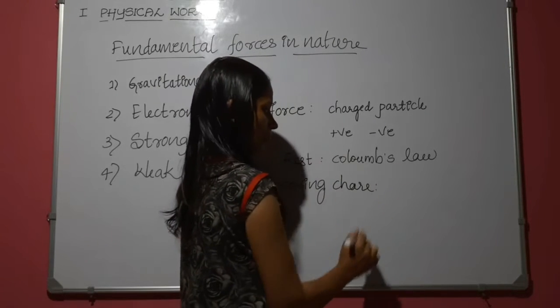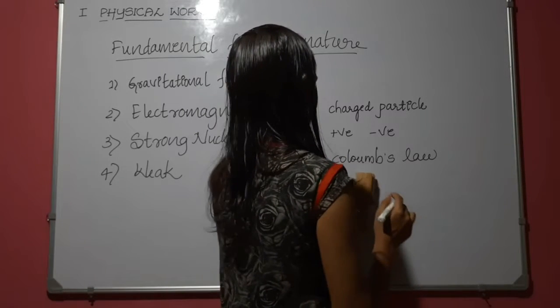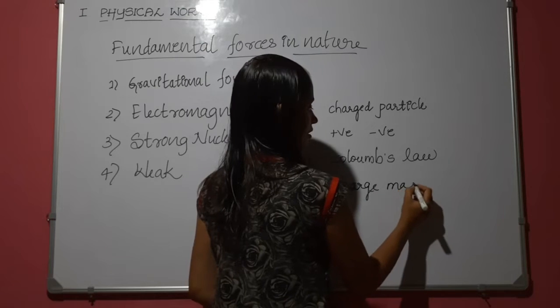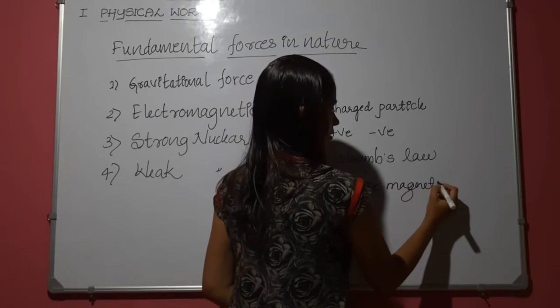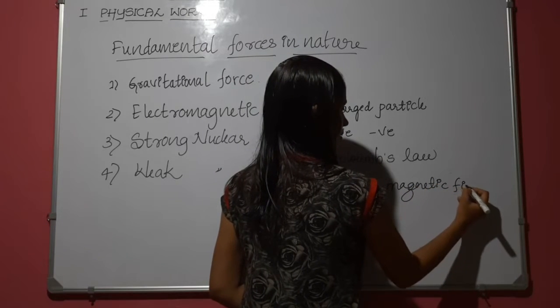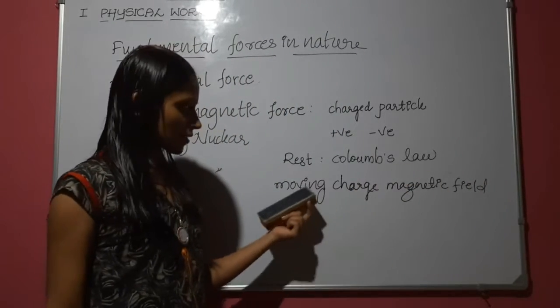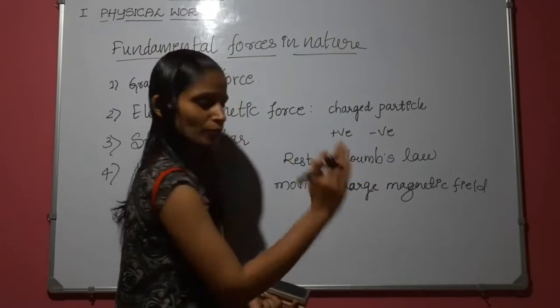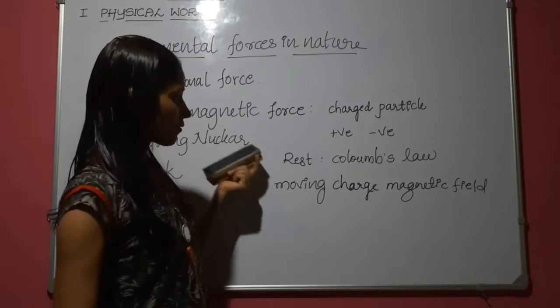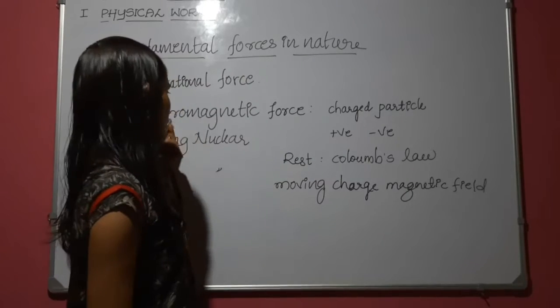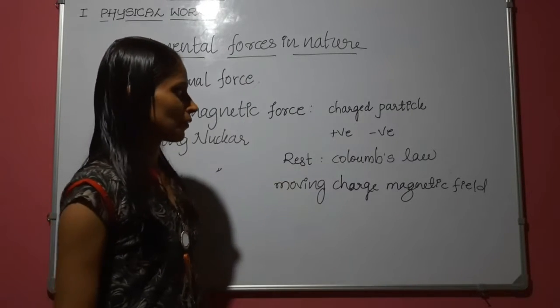Moving charge produces a magnetic field. This magnetic field in turn exerts a force on this moving charge. So electric field and magnetic field are inseparable. That's why the name electromagnetic force.